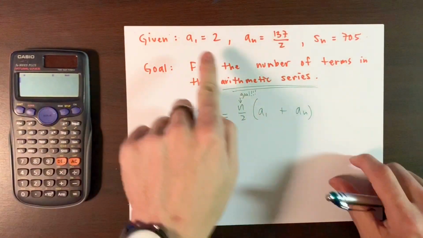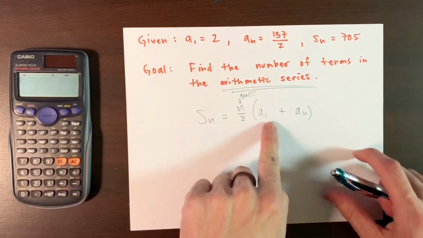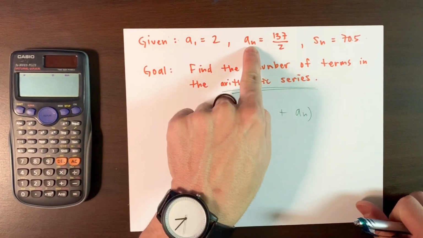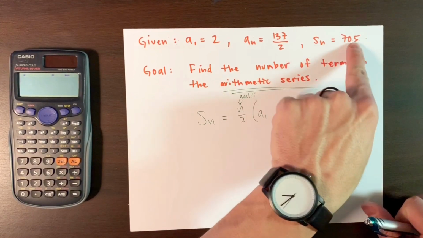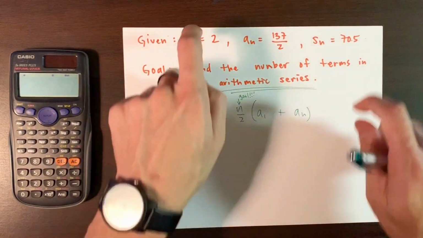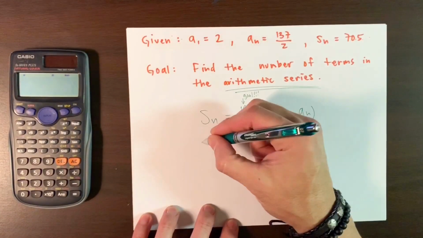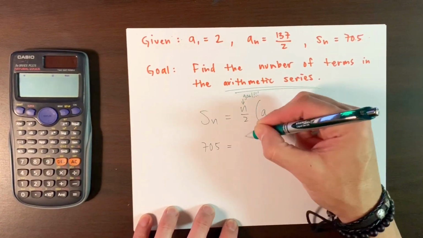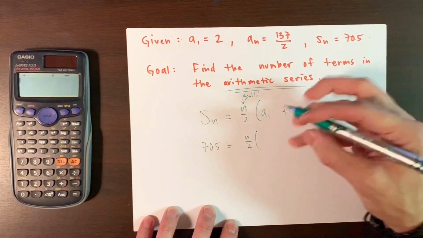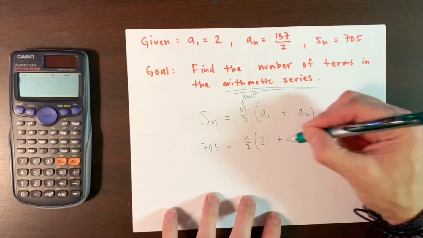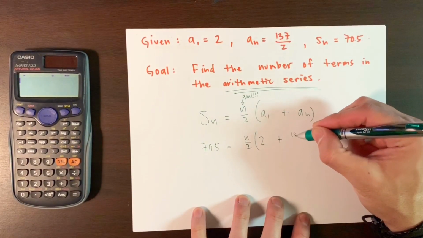What are we given? We're given a1, the first term, that goes here. We're given a sub n, the last term, that goes there. They even tell you the sum of the series, 705, goes here. So drag and drop these numbers into the formula. So we have 705 equals n over 2, because I do not know what n is, parentheses, I know what a1 is, it's given, plus I know what an is, that's there.